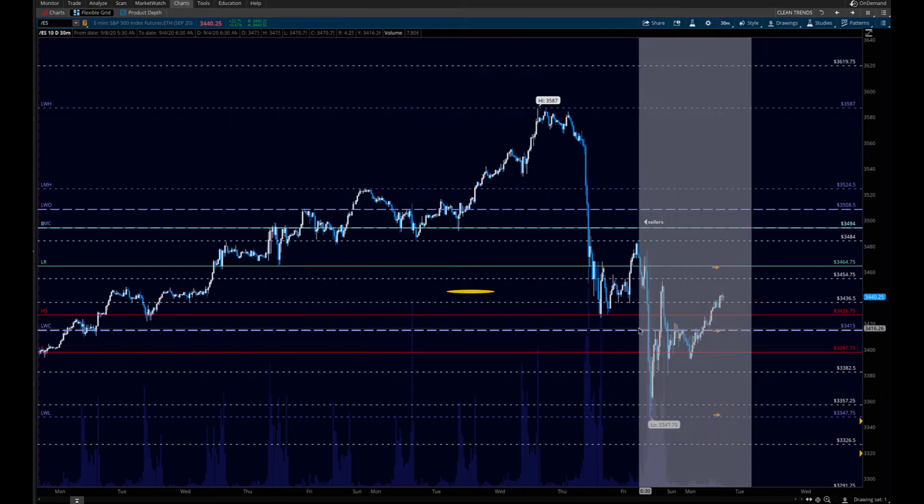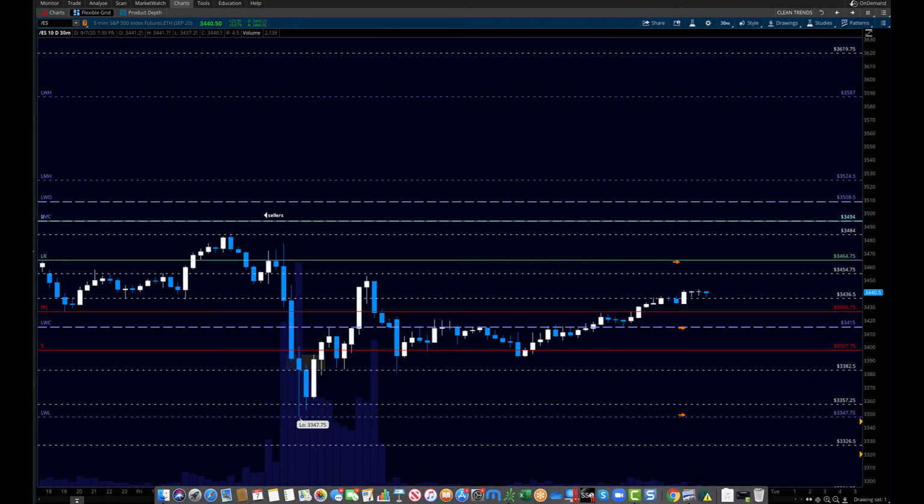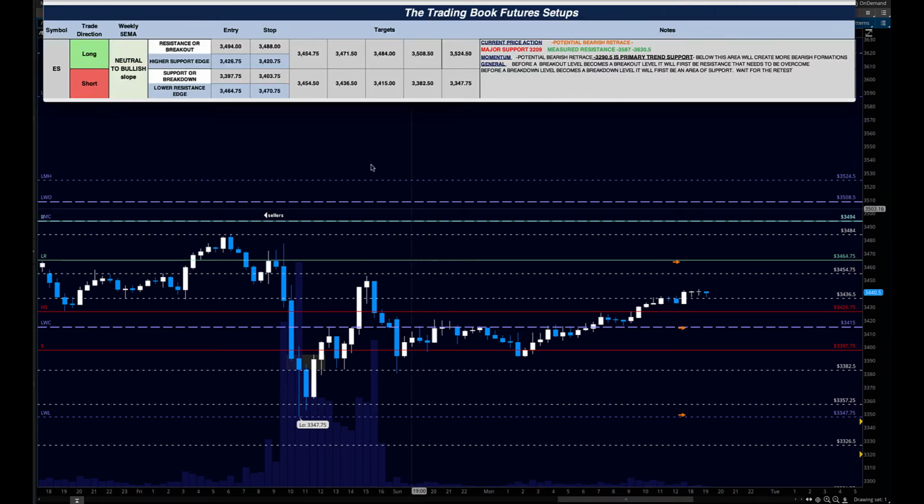Really, we can look at it just a little bit more closely, and we can see that on Sunday night, I said, hey, you can start thinking about long action events once we get up and over 34.2675. That's this line right here. That's a lower edge of resistance that we need to breach, but it's also a higher edge of support. And so we can start trading there.